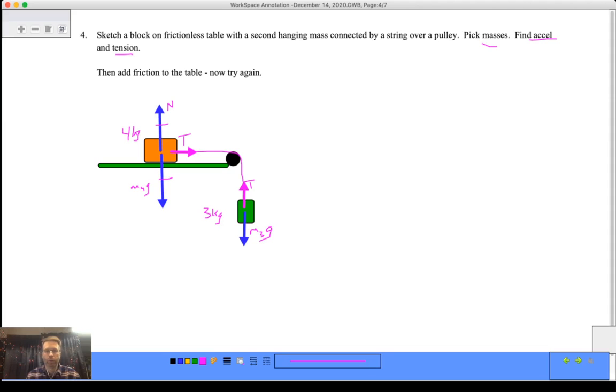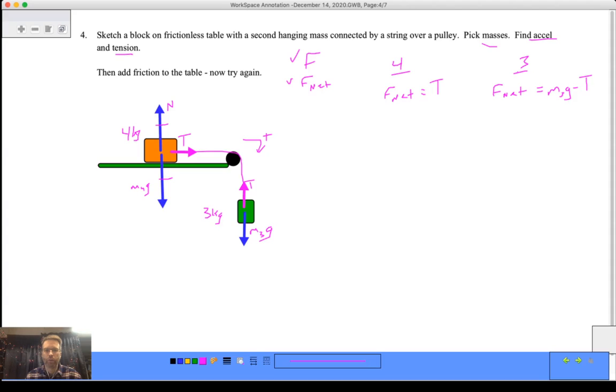Force diagram, check. Let's think about net forces. So on the 4 kilogram, the net force is just T. There's nothing else. The other two cancel. On the 3 kilogram, the net force appears to be m3g minus T. Again, I'm going to choose down as positive because that's the way this thing's going to go. I'm going to make this way positive. Okay, we got the net forces.